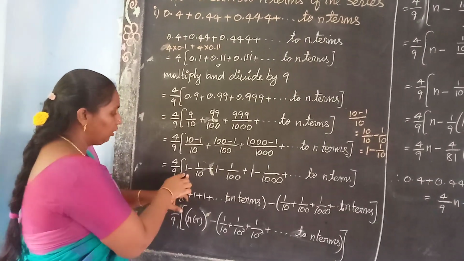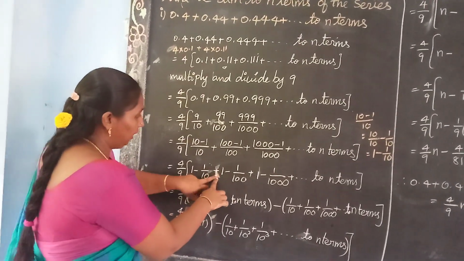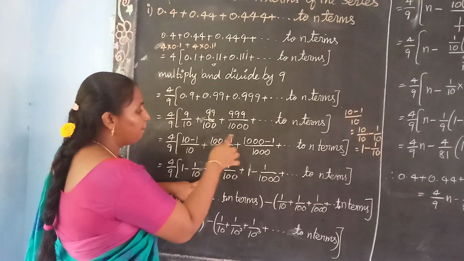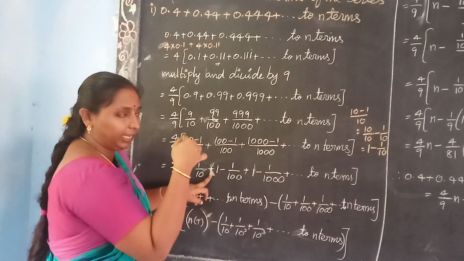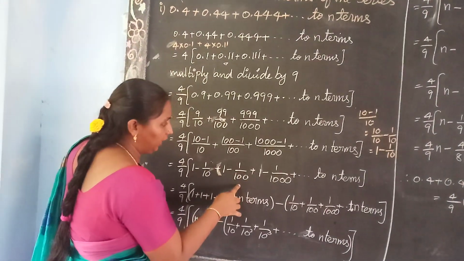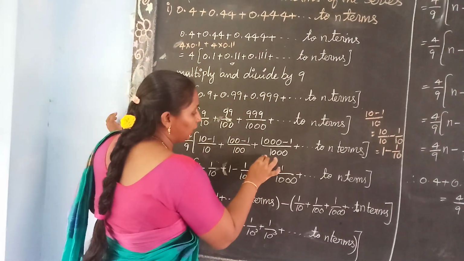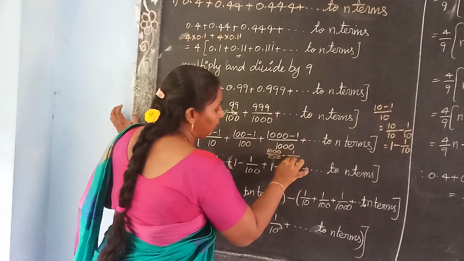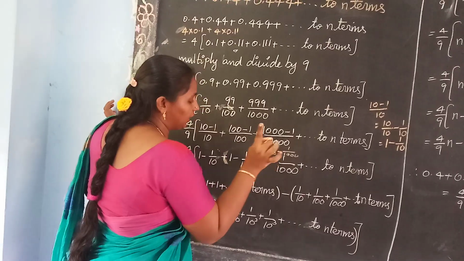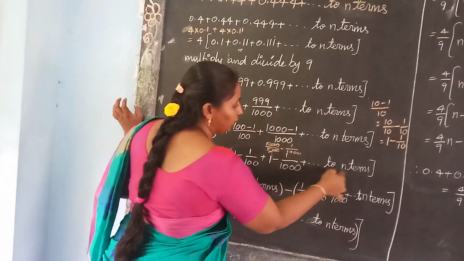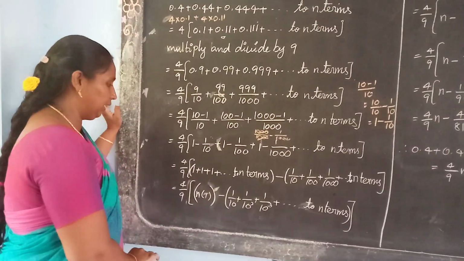That only I wrote. 1 minus 1 by 10 plus 100 minus 1 by 100. Now 100 by 100 minus 1 by 100. There also 100 will get cancelled, we get 1 there. So 1 minus 1 by 100, plus here also you can write 1000 divided by 1000 minus 1 by 1000. 1000 will get cancelled, we get 1 minus 1 by 1000, plus and so on to n terms. So did you understand this?